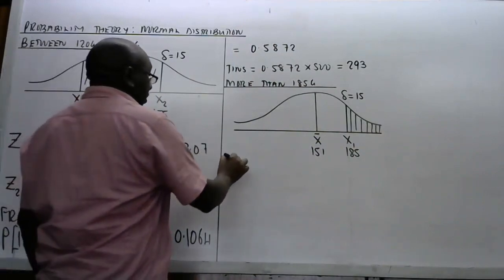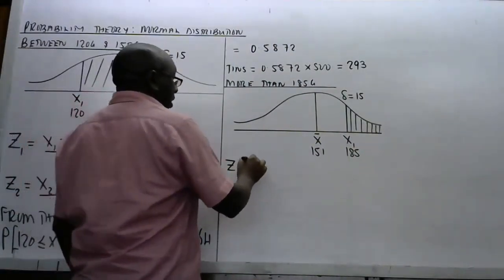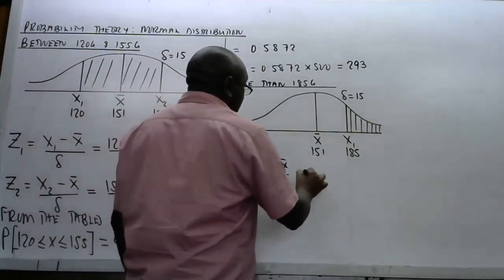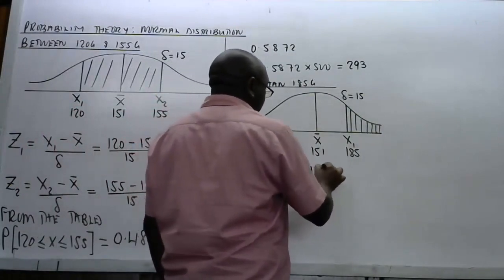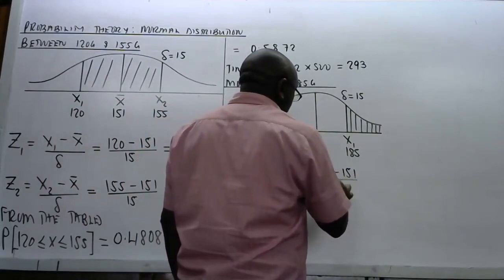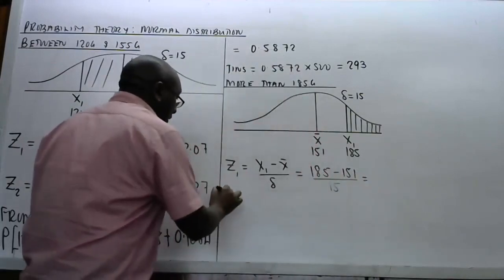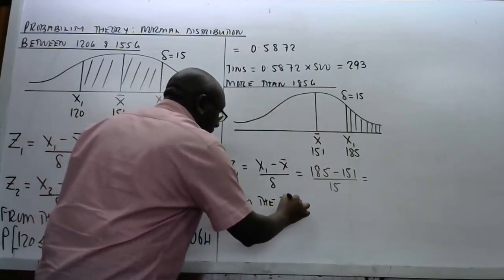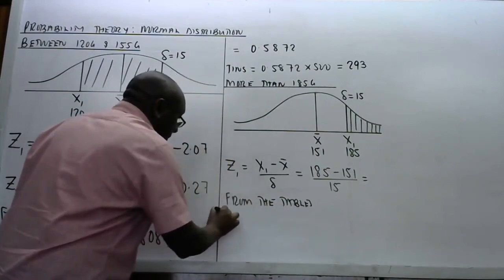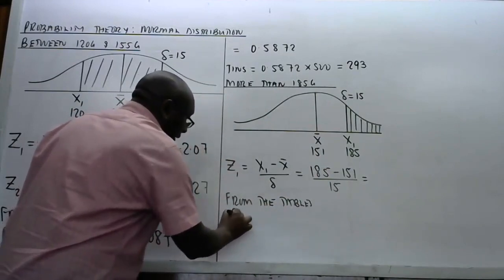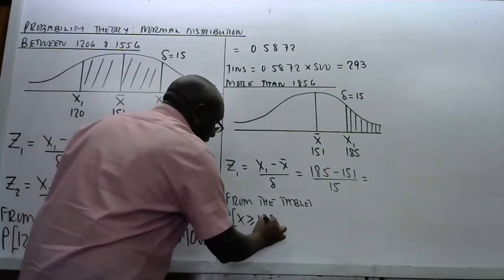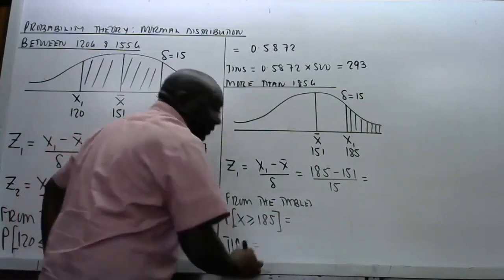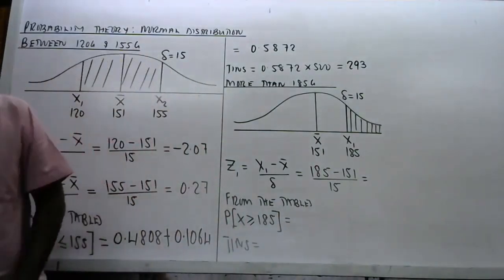So now get Z1 as X1 minus X bar, we divide by standard deviation. So this is 185 minus 151, you divide by 15. And then look up from the tables the probability that x is greater than or equal to 185. And then you give me the number of tins.